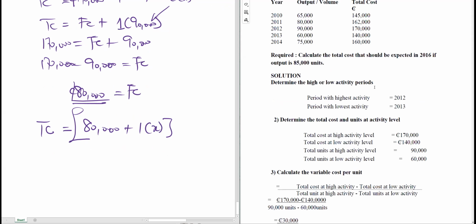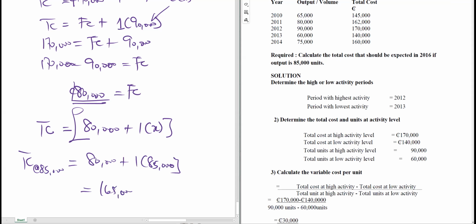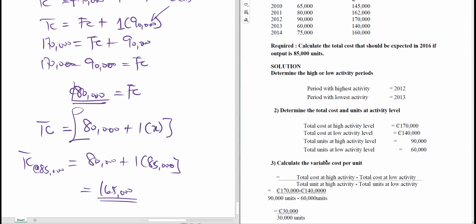They show we should find total cost for 85,000 units. So total cost at 85,000 units will be what? 80,000 plus 1 times 85,000. And that gives us what? 165,000. True or false? True.